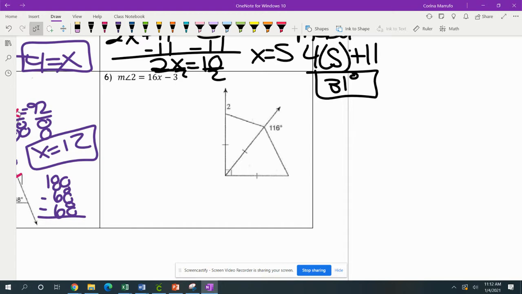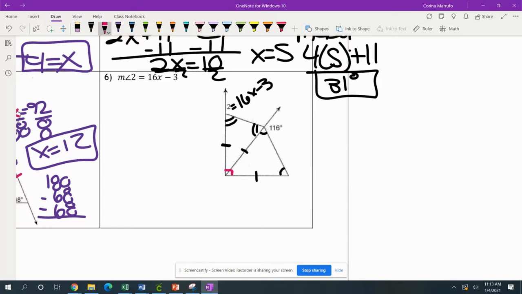We're looking for the measure of angle 2, and they tell us that it is equal to 16x minus 3. Okay, and then we look at the information that they give us. They tell us that these two sides are the same, so that means that these two angles should be the same. Okay, let's see. They do tell us that these two sides are the same. Now, just because these two sides are the same doesn't mean they're going to be the exact same number, but we'll find out right now once we go through the math. And then they also tell us that this angle right here is a right angle. Okay, so that means that it's 90 degrees.